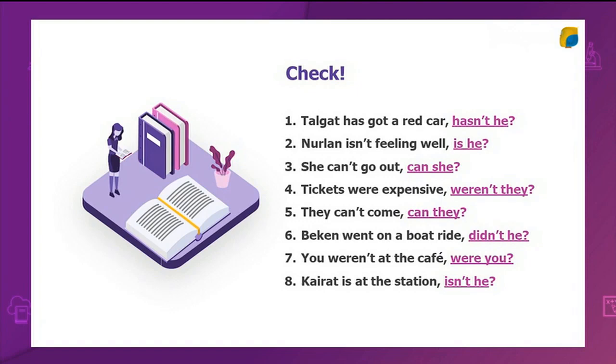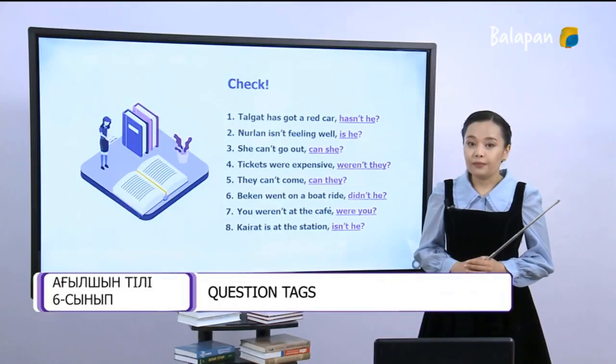Number 4. Tickets were expensive, weren't they? Number 5. They can't come, can they? Number 6. Bikin went on a boat ride, didn't he? Number 7. You weren't at the cafe, were you? And the last, number 8. Kairat is at the station, isn't he? Nice job, students.